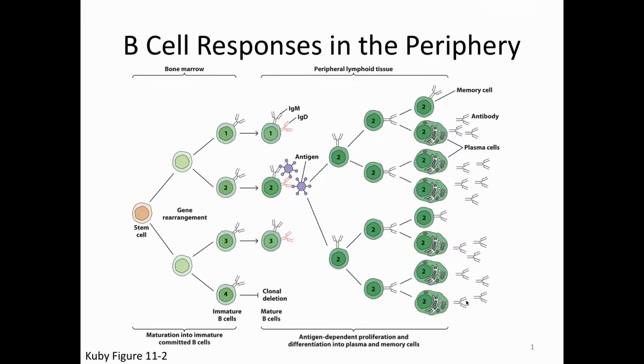So we left our B cells off when they finished their maturation in the bone marrow. And we need to now talk about what happens with that B cell that is IgM positive and IgD positive. It's finished development in the bone marrow. That potentially sees antigen in the periphery. We need to talk about what exactly is going to happen to that B cell in the periphery and look at its responses.